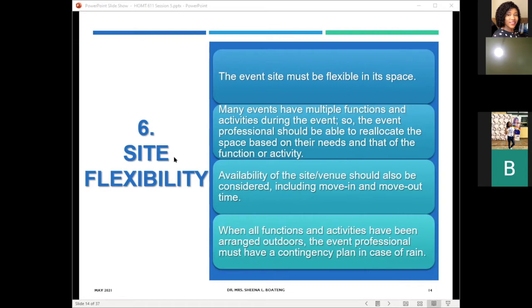Sometimes some event sites will not even give you contingency options, particularly when it's an outdoor event and something happens and there's the need for you to perhaps move into an indoor space that is already available on the premises. Some event professionals have had sites denying them access. Because for some of them, the excuse is you did not pay to use the indoor space, you paid for the outdoor space. So whether it's raining or whatever, we are not opening the indoor space for you.